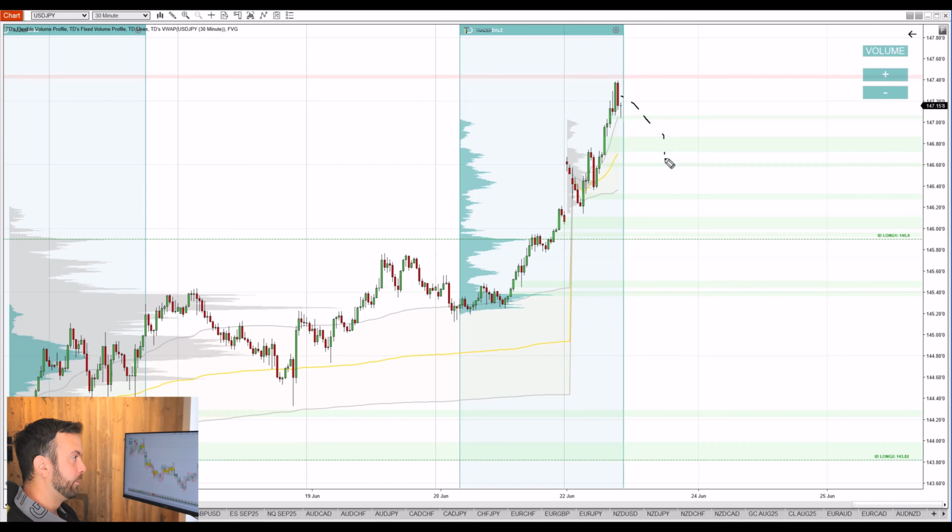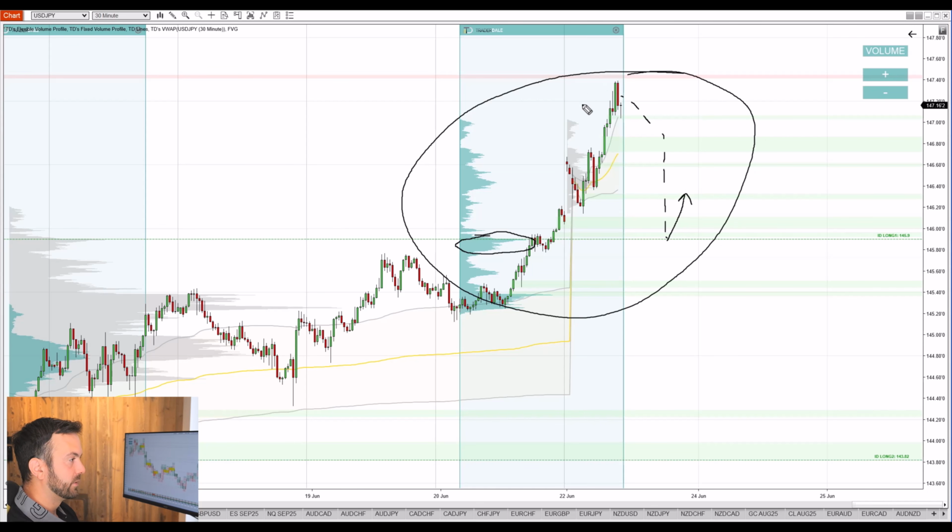So if there's a pullback, there's a chance that buyers from here will become active and they'll want to push the price upwards again. This is a setup which I call the trend setup. I trade it when there's a trend, like for example this one.